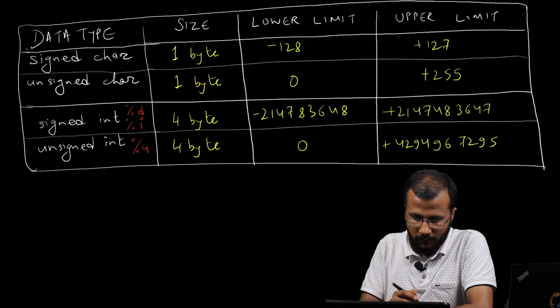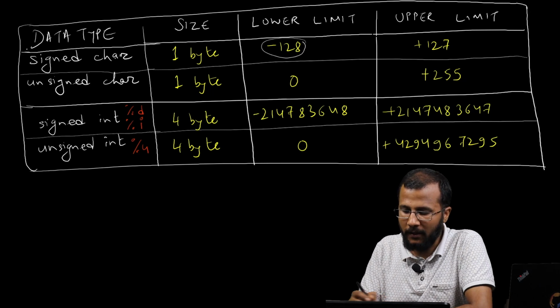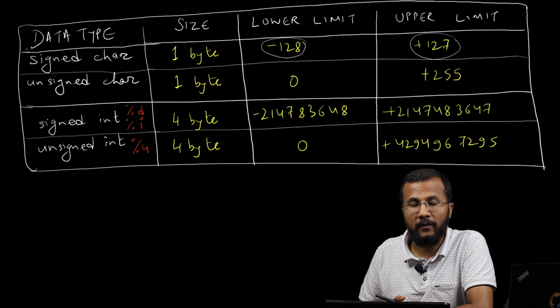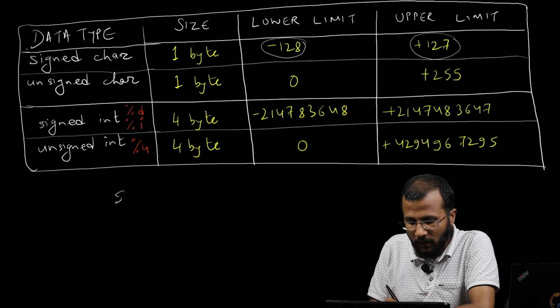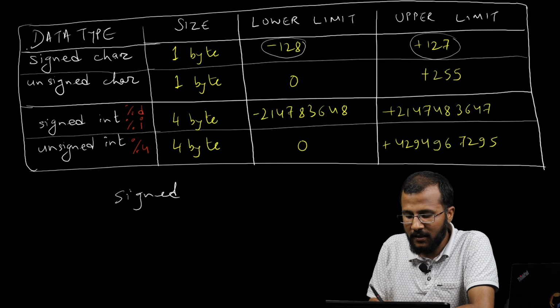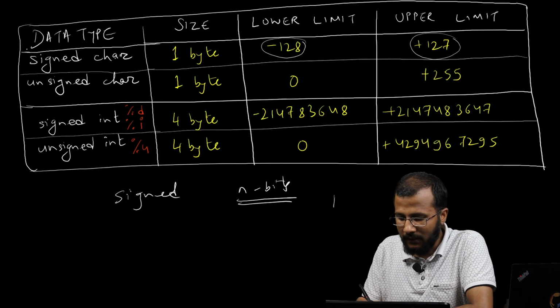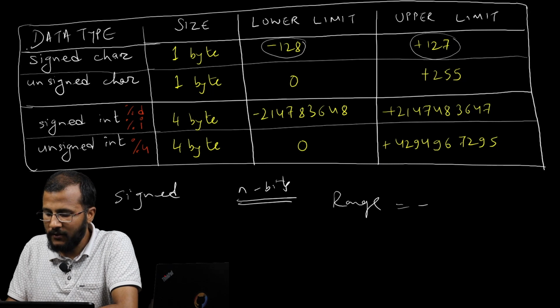So we have already seen for signed character, size is 1 byte, lower limit is -128 and the upper limit is +127. Now you may be wondering, how did we get this lower and upper limit value? If you can recall, in one of my previous lectures, we have already discussed that whenever you are talking about a signed number, and if each number is represented using n bits, then the range for signed integer would be from -2 to the power n minus 1 to +2 to the power n minus 1 minus 1.